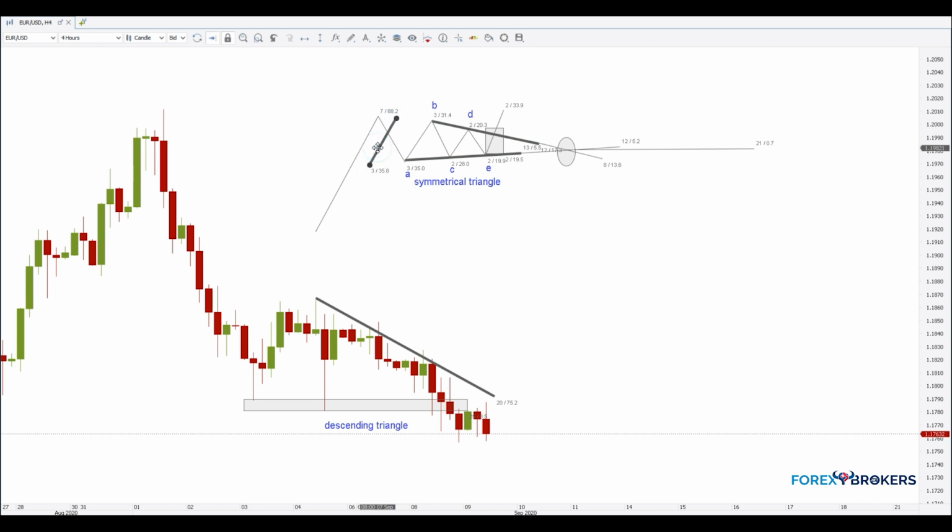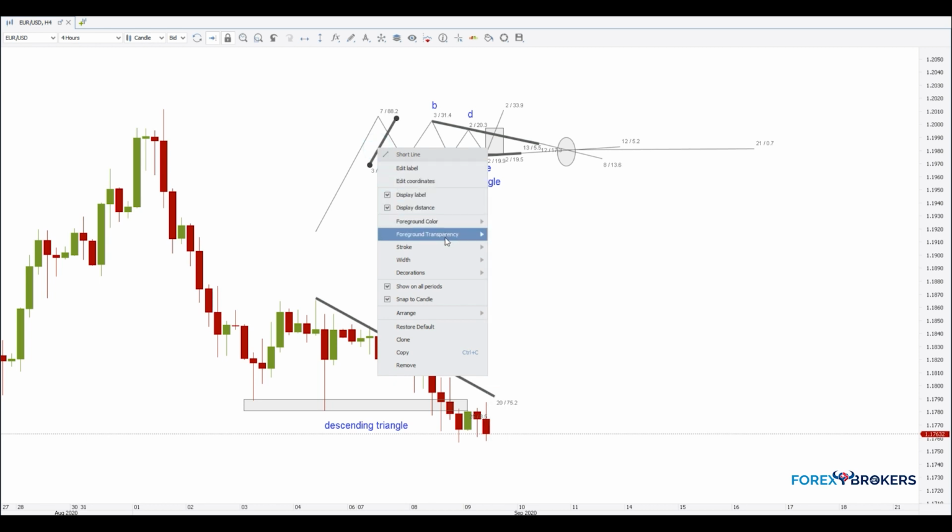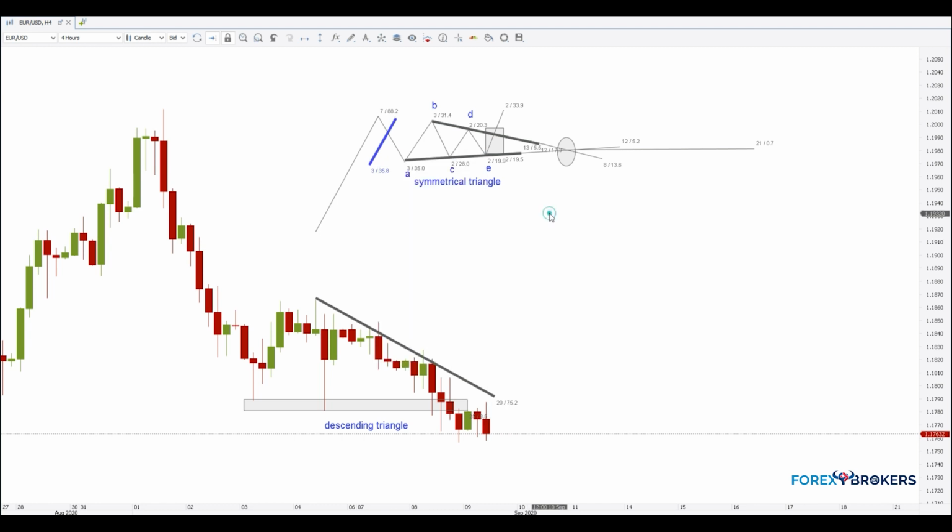Let's change its color like this, to measure the length of the segment, and then project it from the end of the triangle. Be very careful here, because many traders mistakenly project the measured move from the end of the B to D trend line, which is wrong. The measured move, the longest segment of the triangle, should be projected from the end of the triangle.